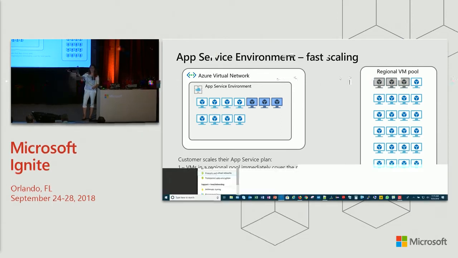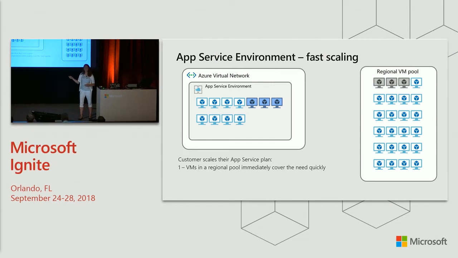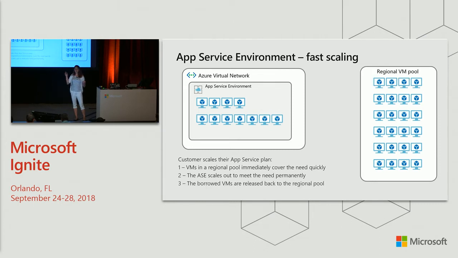What we'll do is we'll have a regional pool of VMs. When you scale your app service plan, we borrow VMs from that regional pool, put them directly in your VNet. Your apps are instantly scaled out. In the meantime, we then scale your ACE out per the normal, quicker methodology. And then when that's done, we relinquish the ones we moved into your network back to the regional pool. So this would mean from a customer experience point of view, you have instant scaling. Is that useful?